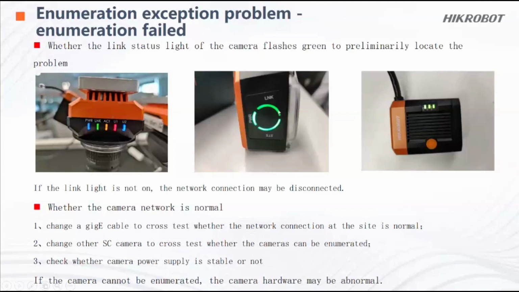And normally we just need to check whether these 3 lights, the link, power, and STS, are green or not. If you find that the link light is turned off, it means that the camera network is not normal. So you need to change a GigE cable to cross-test whether this camera is able to connect to the network or not.